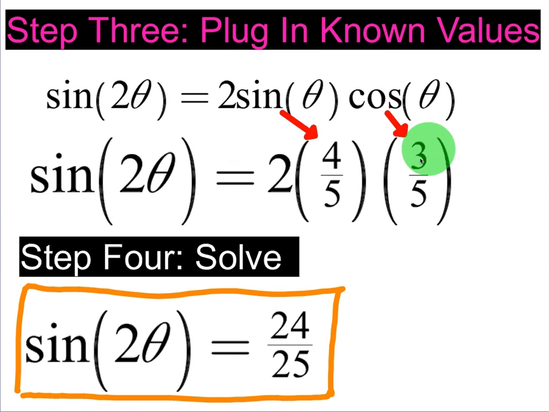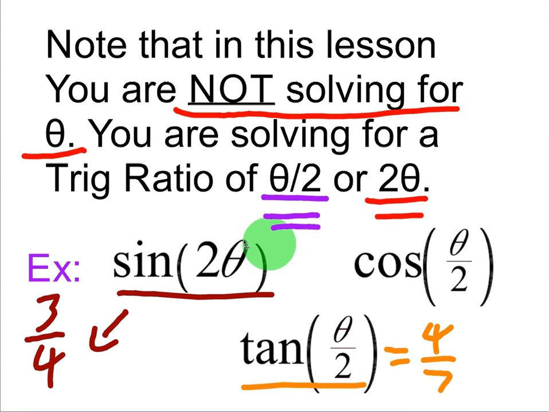Now, this is kind of an abstract problem. We never were given theta, right? We never knew what it was. And as I've said before, I'm going to go back to this slide right here. We are not solving for theta. We're solving for a trig ratio of either the half angle or the double angle. So I want to make this a little bit more concrete for you before we finish out this lesson.